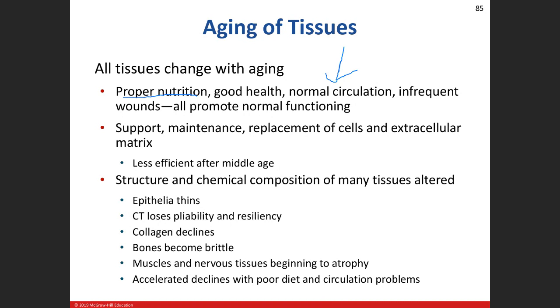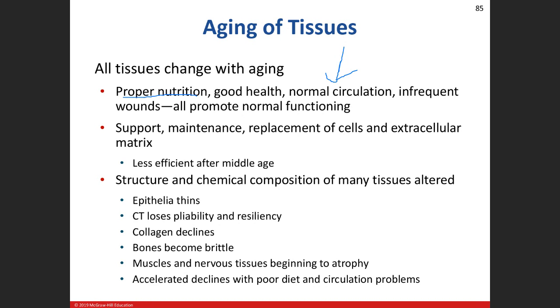So proper nutrition, good health, normal circulation, not smoking because that damages your blood vessels, not eating garbage food where you're depositing lipids and plaque into your arteries, and trying to eat foods that aren't going to cause an inflammatory reaction. They're finding out that certain foods can trigger systemic inflammation, not to the point where you're swollen all over your body, but it causes enough where the tissues become inflamed, and the chronic inflammation causes degeneration. It's fact. And infrequent wounds, obviously not damaging that tissue. All of that will promote that normal functioning, okay?